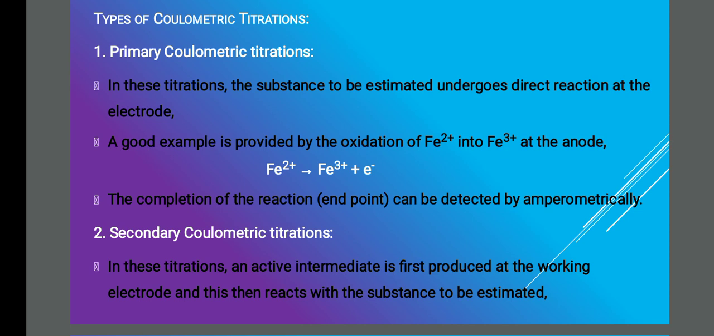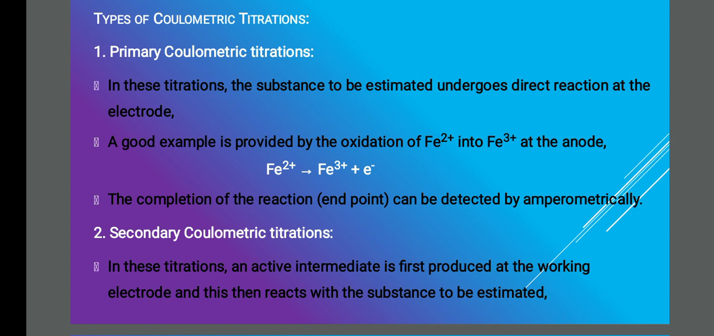Is it okay? Coming to the second one, called secondary coulometric titration. In this type of titration, an active intermediate is first produced at the working electrode, and then it reacts with the substance to be estimated. What is the difference from the first? In primary coulometric titration, the substance we are going to estimate directly undergoes reaction at the electrode and gives a product. From that end point, we can find amperometrically the amount of substance present. In secondary coulometric titration it is not like that.